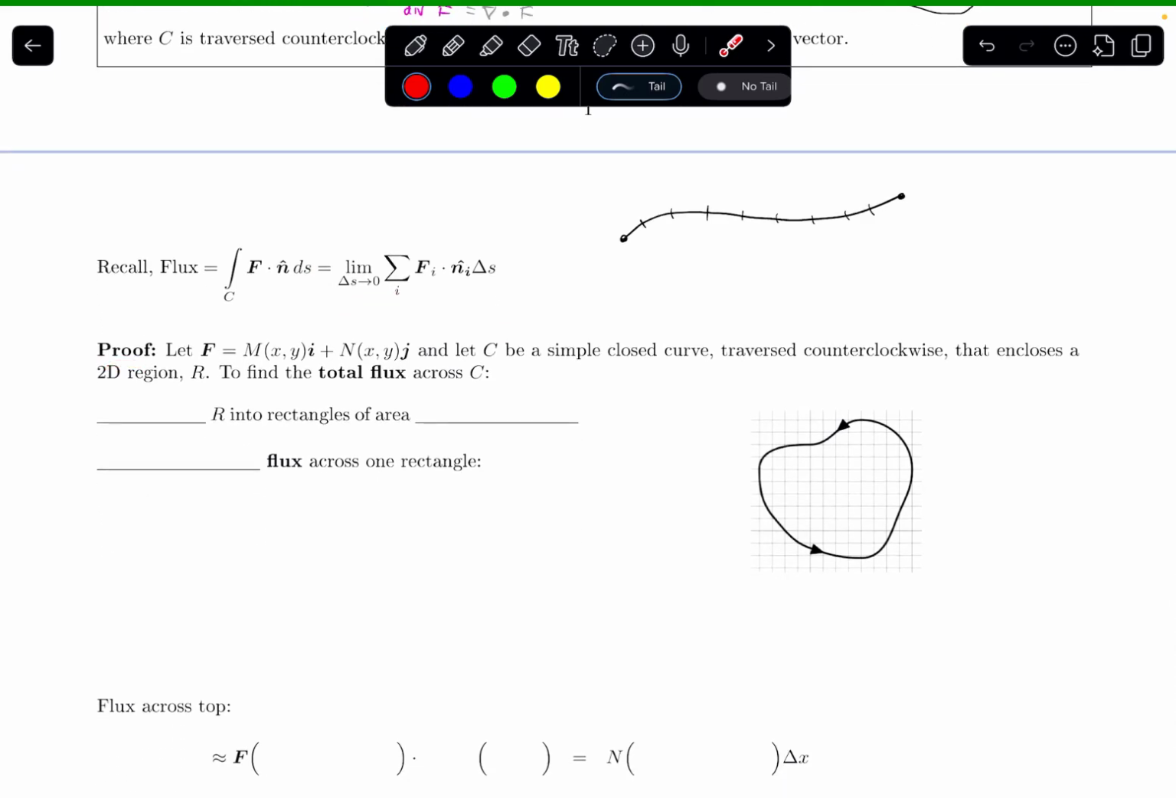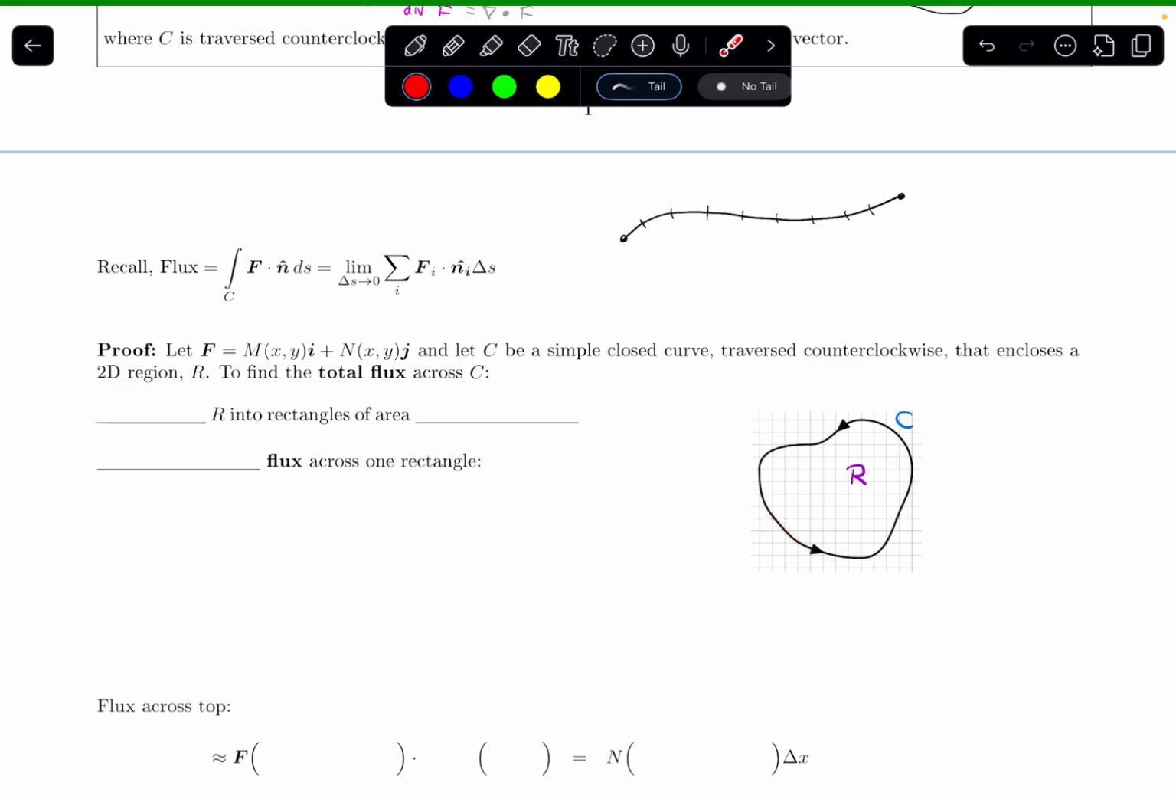So let's say that this right here is my curve. I'm going to label that boundary curve C, and I'll label the region within R. So let's say that I have this vector field F, that C is the simple closed curve. I'm going counterclockwise around it, and it's enclosing this two-dimensional region R.